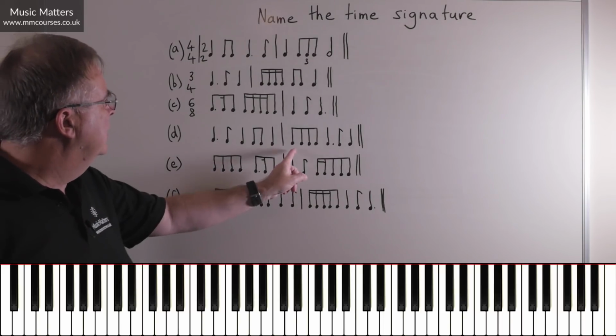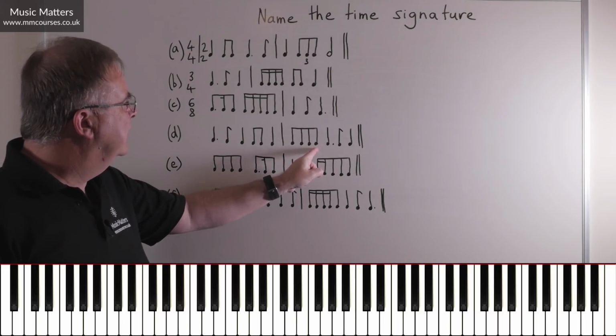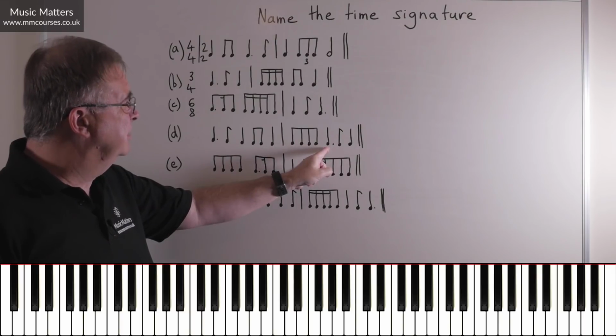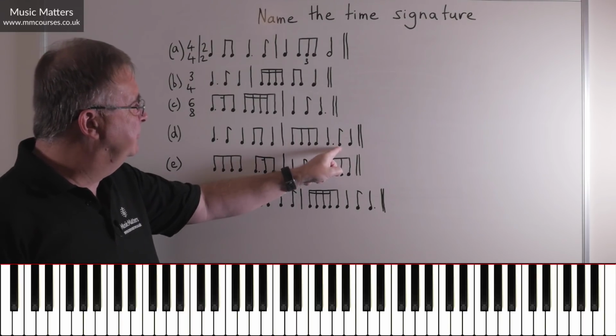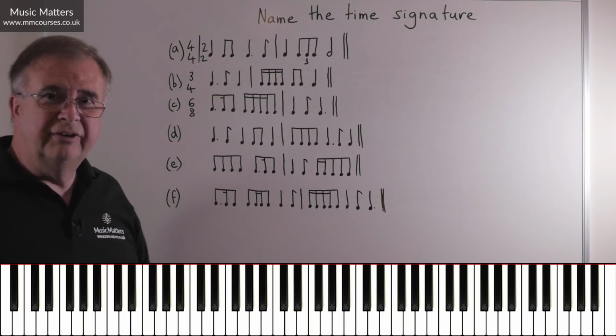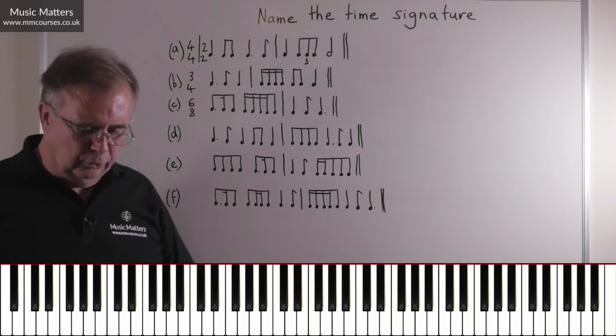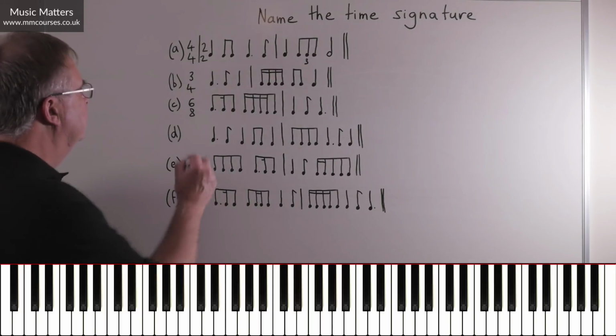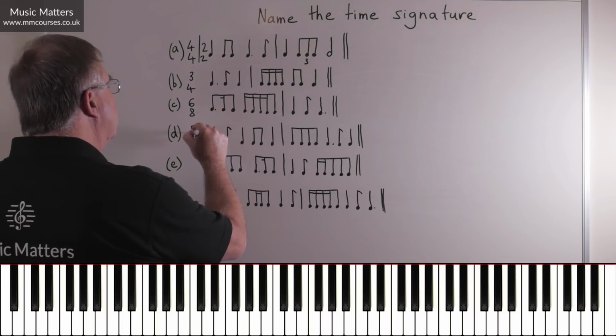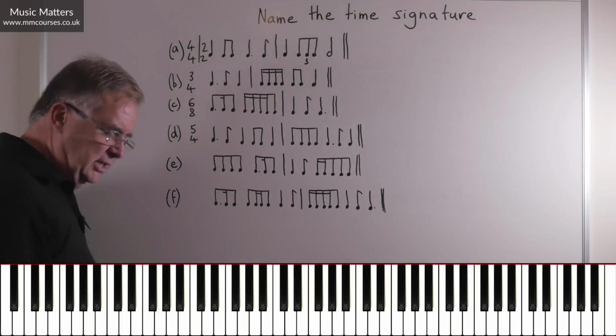Let's check the second bar. 1 and 2 and 3. That's going to be 3.5, isn't it? Going up to 4 and 5. So it's definitely 5 beats, isn't it? 5/4. So 5/4 is what we call an irregular time signature. That 5 makes it irregular.